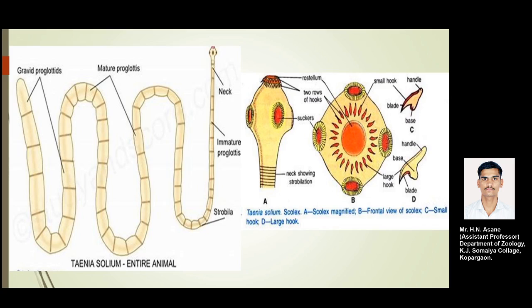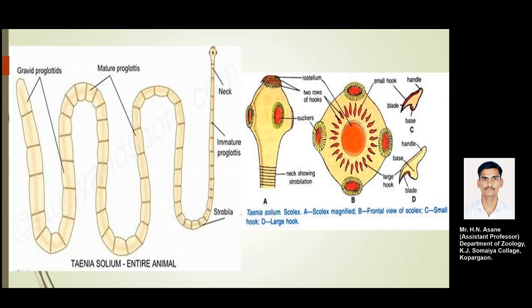And why do the hooks point outward? If the head gets inside, and when the animal moves backward, its neck gets stretched, and the large and small hooks, which are present alternately, one by one, hold it in place.